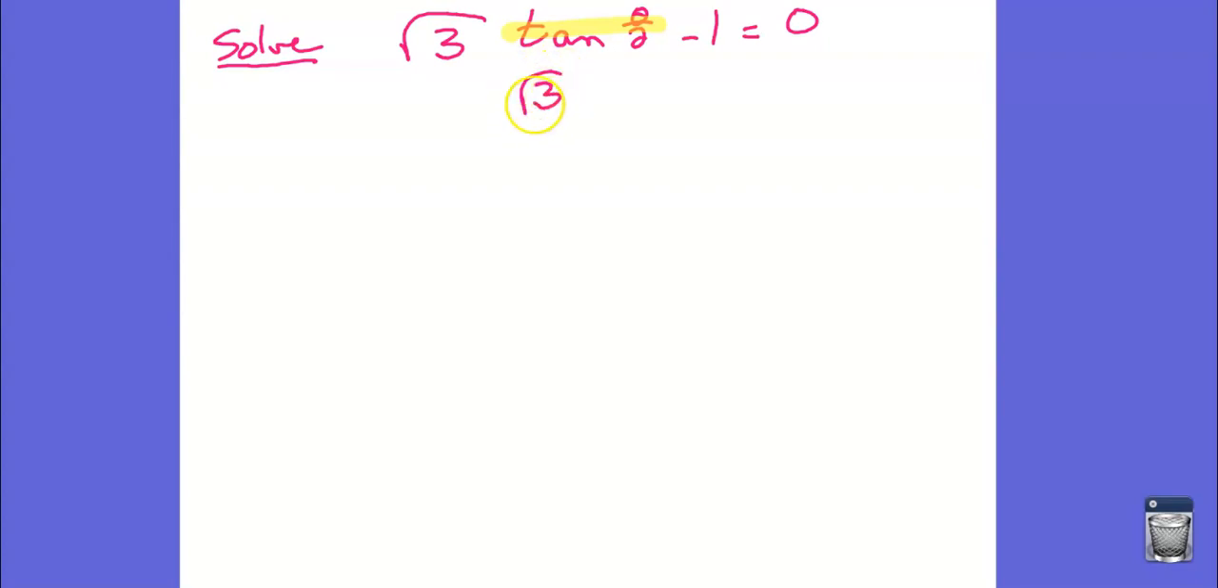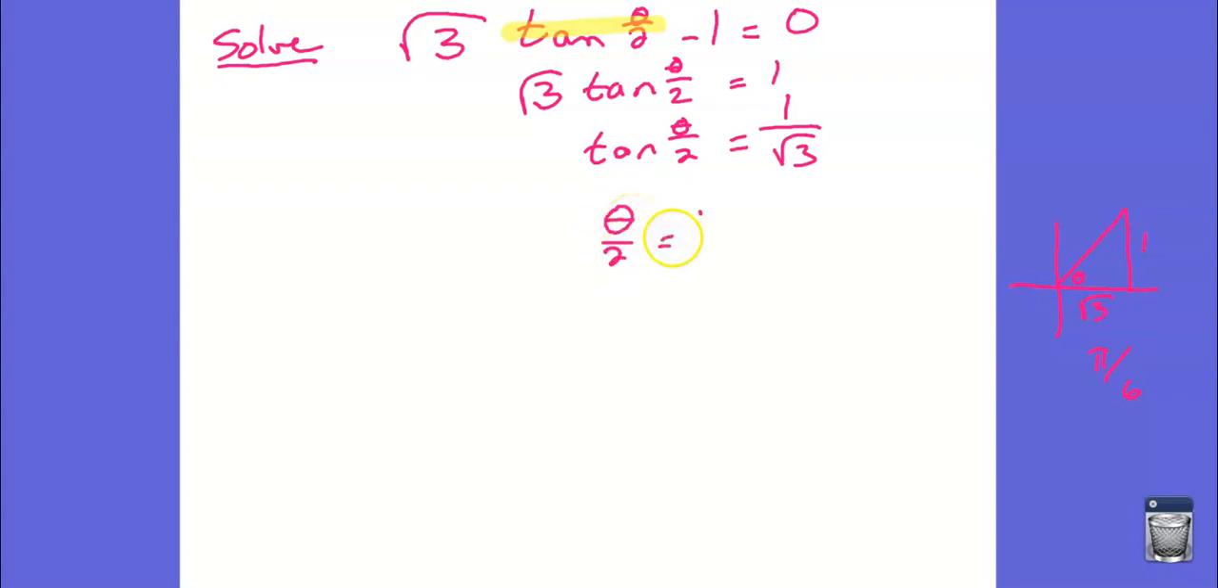So if you look at what to do first, we're going to start solving this, and we're going to get square root of 3 tan of theta over 2 equals 1, so tan of theta over 2 equals 1 over square root of 3. Now, all you have to do is ask yourself, where is tangent going to give us 1 over square root of 3? Think of a right triangle. Tangent is opposite over adjacent, so what angle is that? That's a 30-degree angle, or pi over 6. So I know theta over 2 is pi over 6.